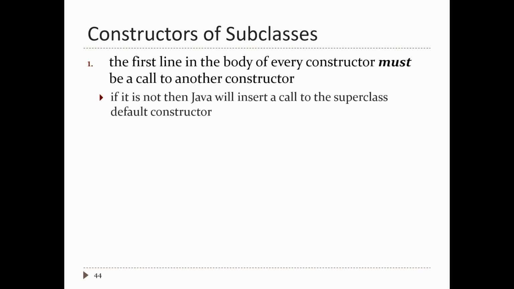So if you don't call another constructor on the first line of every one of your constructors that you write, the compiler silently inserts a call to the superclass default or no argument constructor. And so every time we've created a class like point2 or in any of your assignments, whenever you've written your constructors, you've never called the object constructor, even though your classes inherit from the object class.